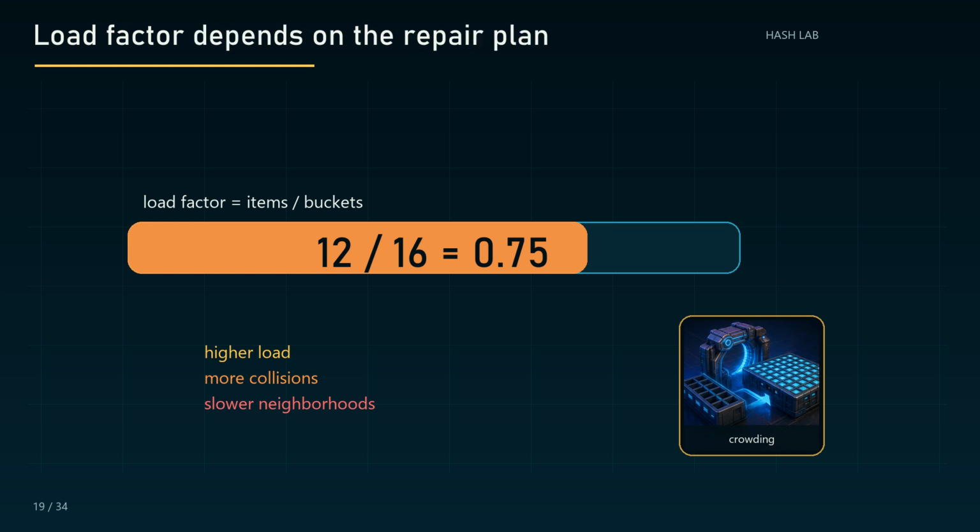The load factor danger depends on the collision strategy. With chaining, load factor can exceed 1 because a bucket can hold a list. With open addressing, the table must keep empty slots available, so a high load factor becomes dangerous much sooner.